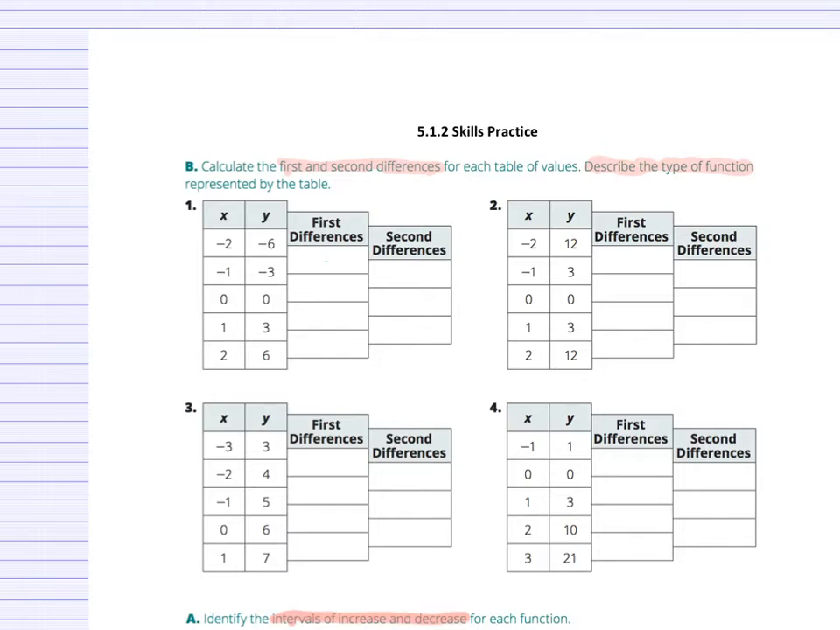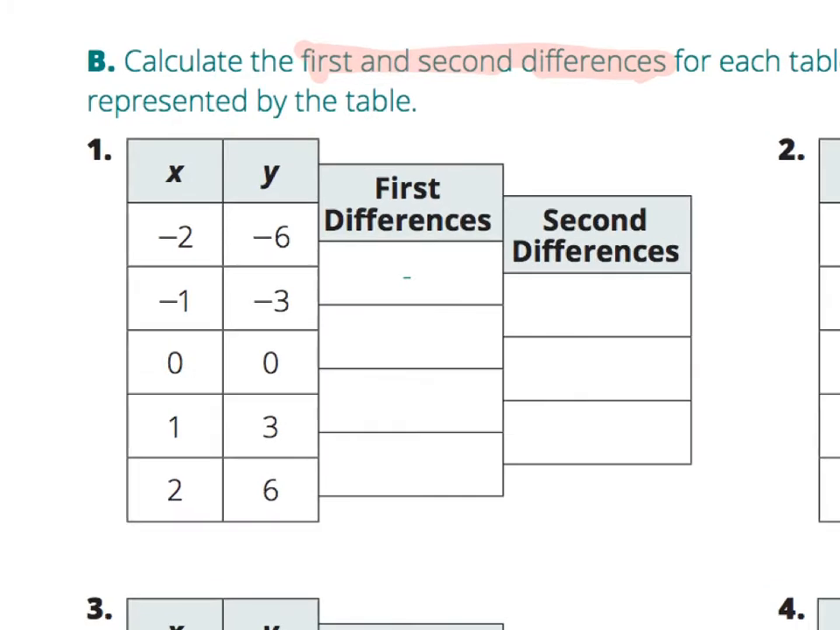So let's look at problem number 1 right here. We have to make sure that we have consecutive terms over here on the x-axis, x values. And we do have consecutive terms, so now we're going to go and do the first differences. To go from -6 to -3, it went up 3. From -3 to 0, it went up 3, and up 3.